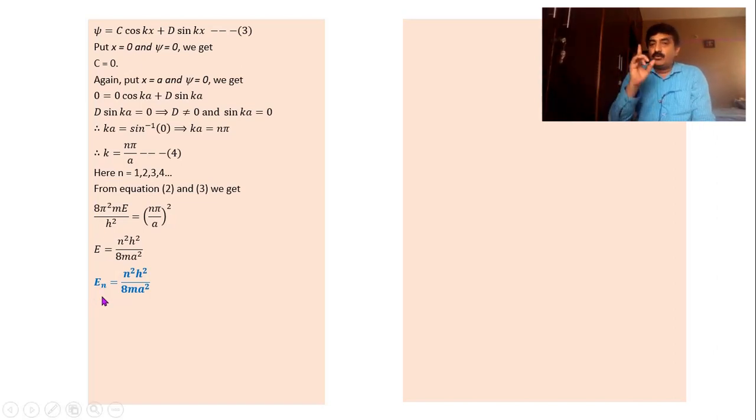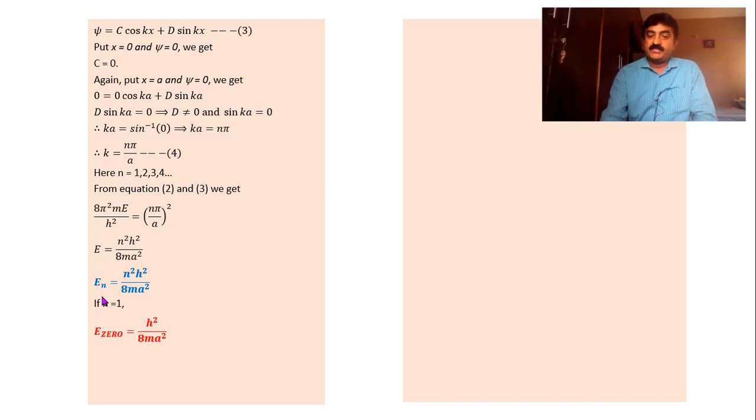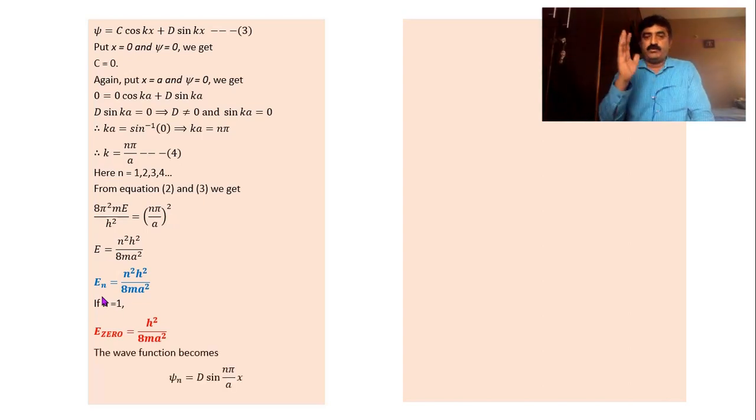If you put n is equal to 1, it corresponds to the lowest energy, the ground state energy. That is also represented by E0. E0 is called ground state. If you put n is equal to 2, it corresponds to the first excited state. n is equal to 3, second excited, third excited, fourth excited, and so on. So better you write the E0 value, that is h square by 8 m a square. This is nothing but the ground state energy.